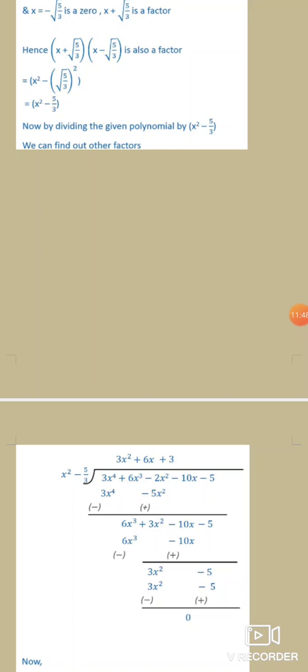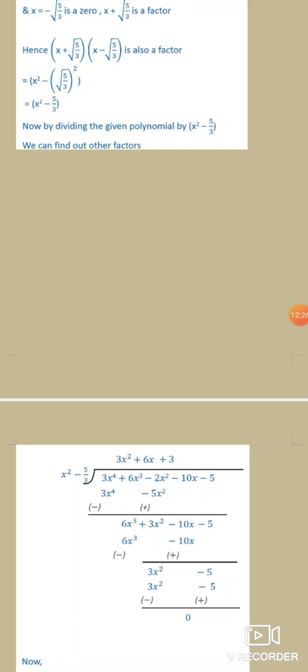So subtract. Then 6x cube plus 3x square minus 10x minus 10. Then second term, we need to multiply the 6x. So 6x into x square is what? 6x cube, minus 10x. Then after that 3x square minus 5, and then subtract. Then perform the division till we get the remainder as 0.